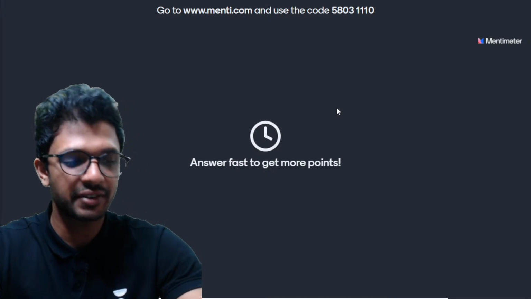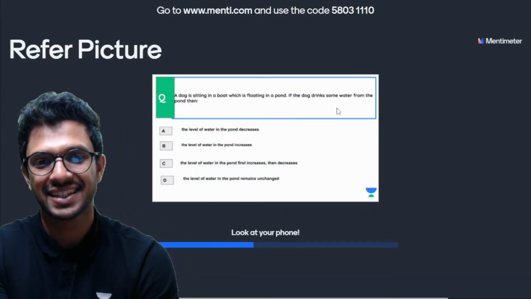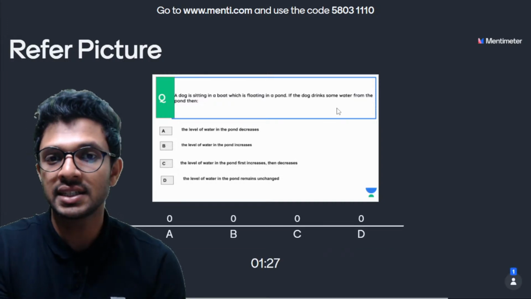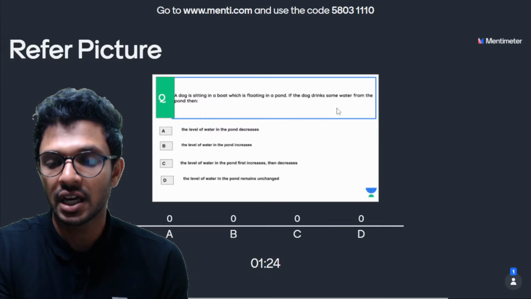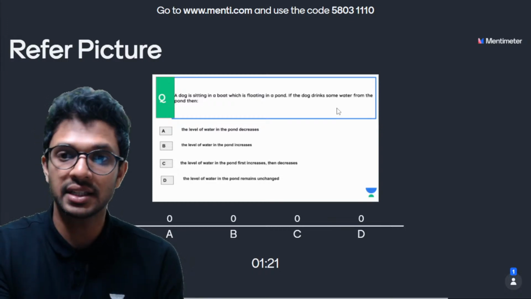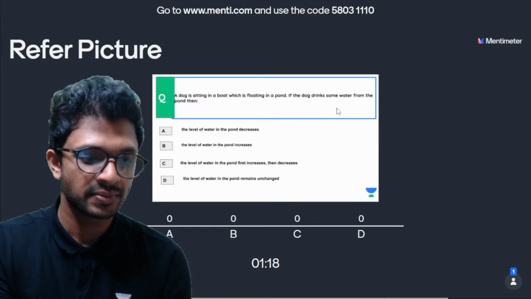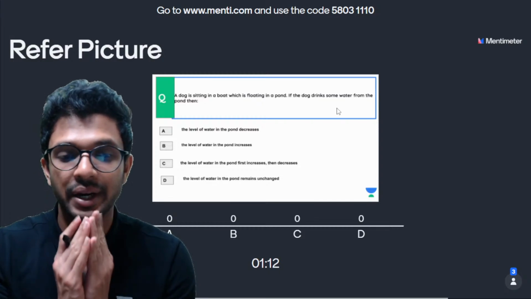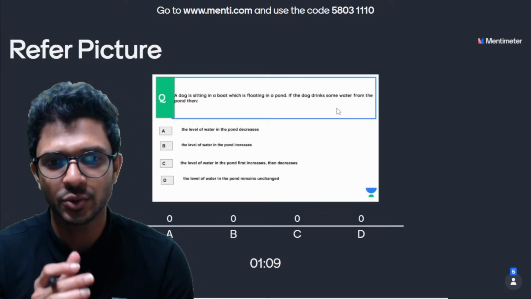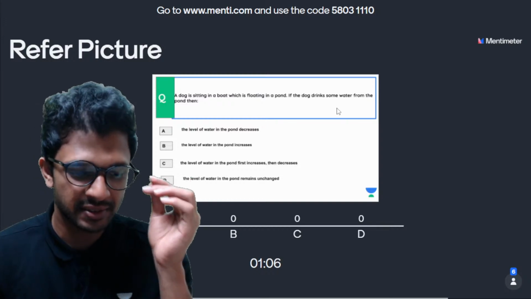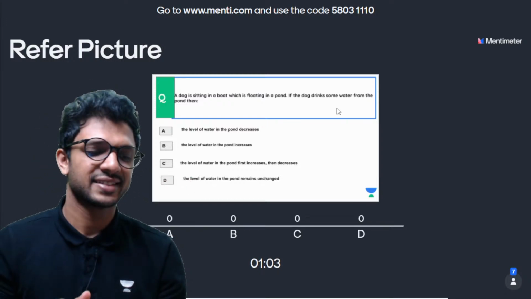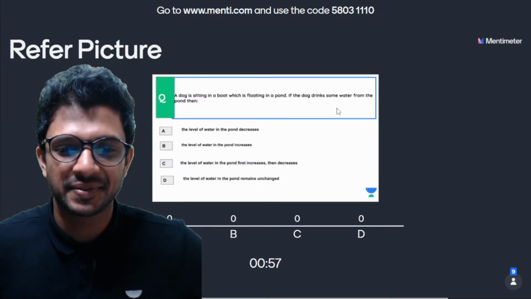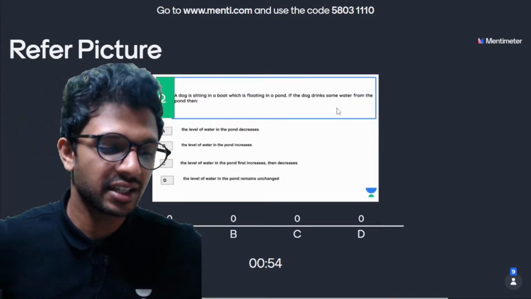Last 3 questions here we have. We're going to talk about a dog. A dog is sitting in a boat which is floating in a pond. If the dog drinks some water from the pond, then what happens? Very simple, tricky question. So you'll have 20 seconds more to answer. Last 20 seconds. Simple question, right? Time is running. Mark your answers.